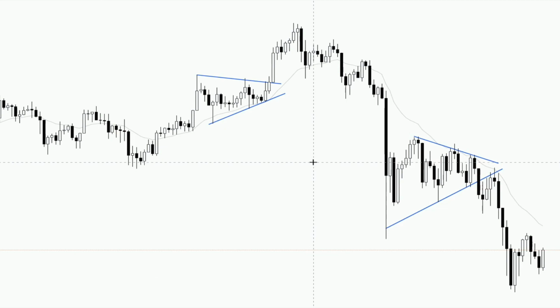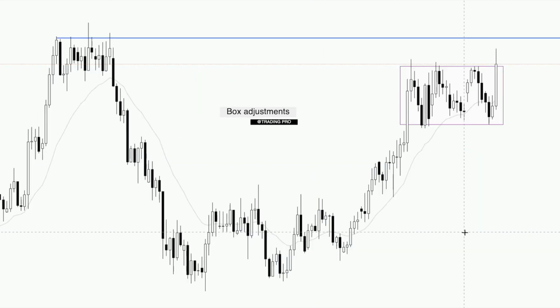However, the advantage of these patterns is their classic nature. Many traders are involved in trading these patterns, making them highly effective. In live trading, pay attention to the breakouts of convergence patterns, as they often lead to rapid price movements. Box adjustments are also common consolidation patterns in the market, and I personally enjoy trading them. Most box breakout trades are straightforward.